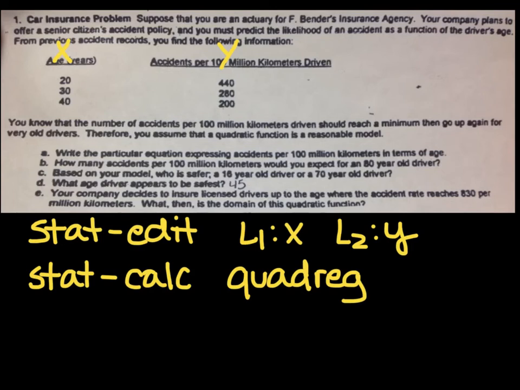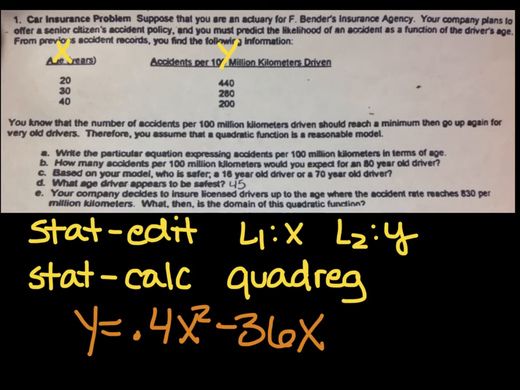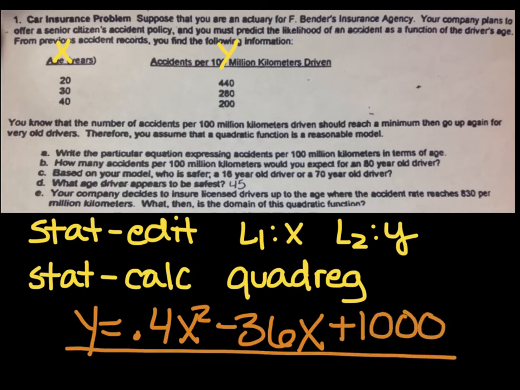All right, so it says, A, write the particular equation expressing accidents per 100 million kilometers in terms of age. So you're going to do stat calc quadreg. It's going to give you y equals ax squared plus bx plus c, and you fill it all in. You should get y equals 0.4x squared minus 36x plus 1,000. So we're just copying it out of the calculator.